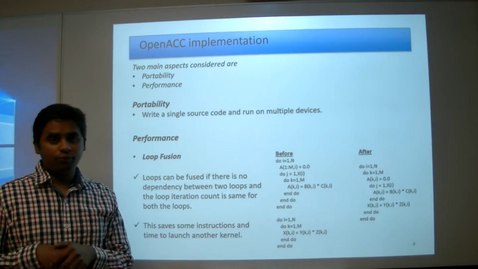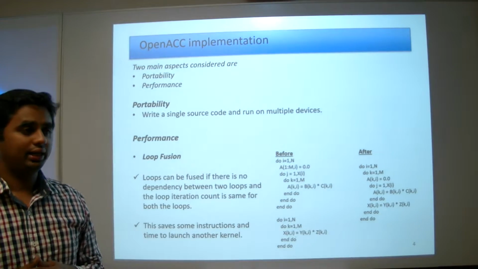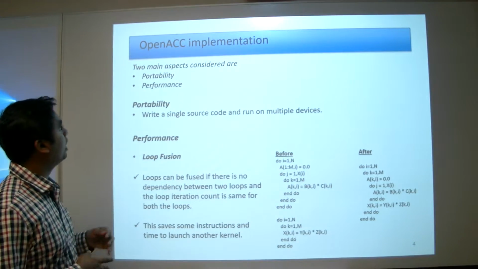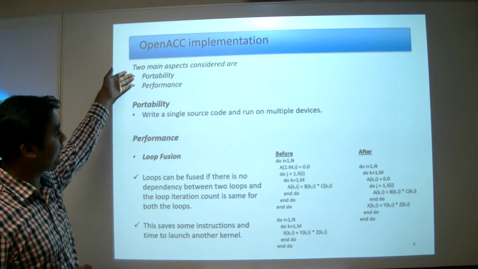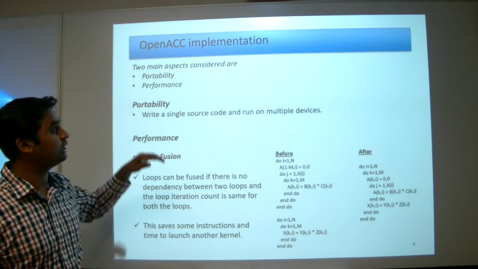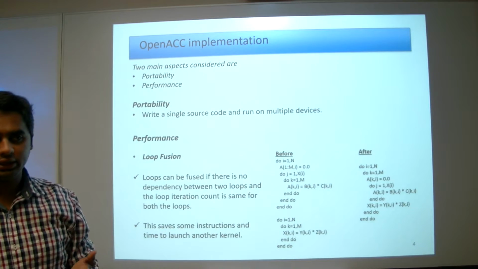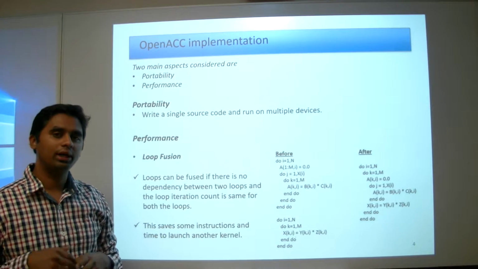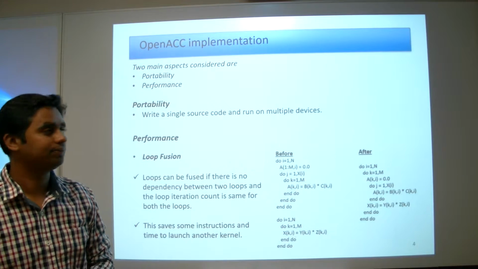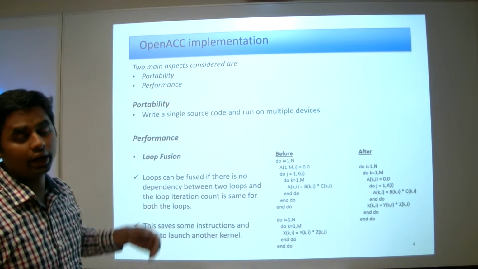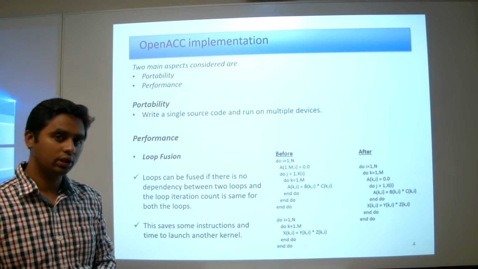So the first question which comes to mind is why we chose OpenACC. We chose OpenACC mainly because of two aspects. One is portability, the other one is performance. So we want to write a single piece of code which runs on multiple architectures as well as devices. And also we want to get good performance out of it.